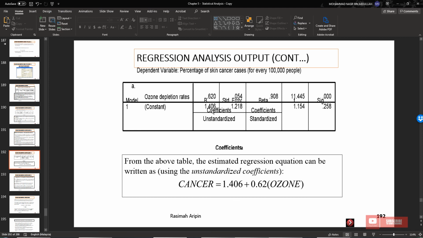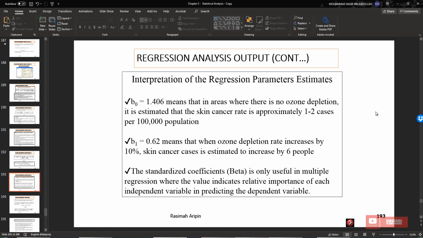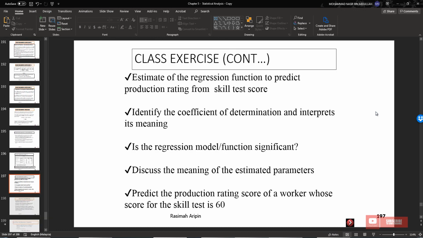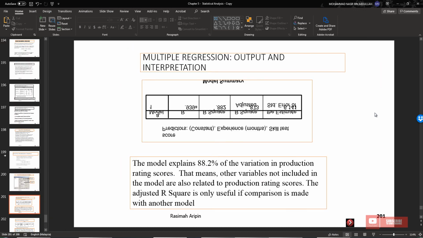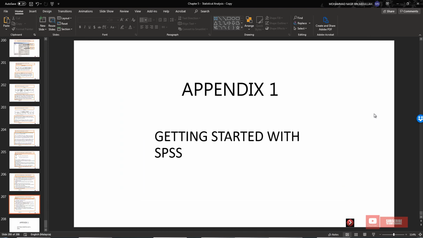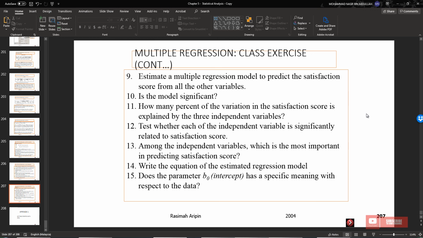So 1.406 is the beta coefficient for the intercept, beta naught, and 0.620 is our beta 1, the beta coefficient for the independent variable. So this is going to be your equation. For multiple linear regression, it gives the same kind of result, so the way you interpret it is also the same. I don't think you should have any problem interpreting and understanding the result of the analysis.